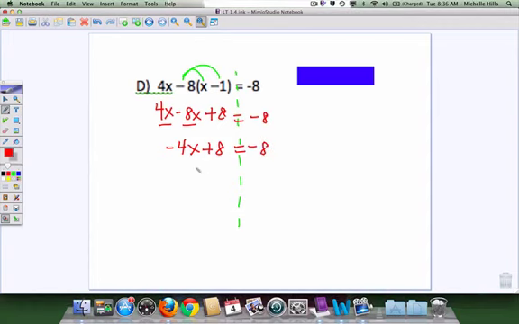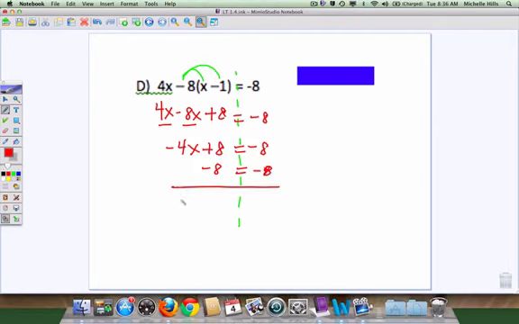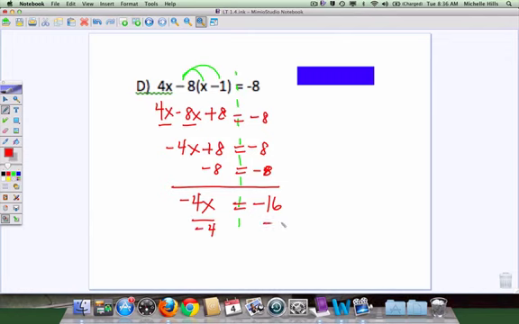At this point, this is a two-step equation. I don't want the variable and the constant both on the left. Since there's a constant on the right, I want to eliminate this constant on the left. To eliminate a plus 8, I'd just subtract 8. And I'd subtract 8 from the other side of the equation. So I'm left with negative 4x equals negative 16. And then the last step, undo this multiplication with division, so x equals positive 4.